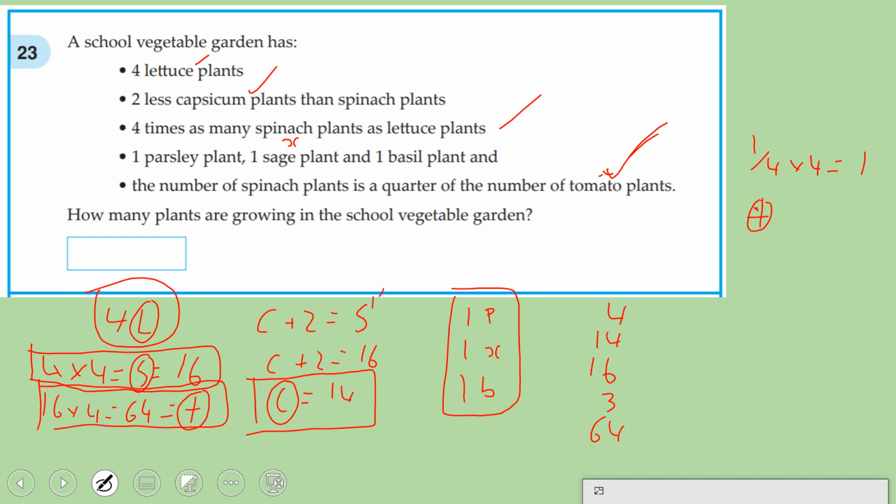And remember, these are just working out for our capsicum. So we just need to add all them up. That's 18, that's 19, that's 37, that's 101. Again, that can just go in a calculator and it will tell you that. So I've got 101 plants. Quite a garden.